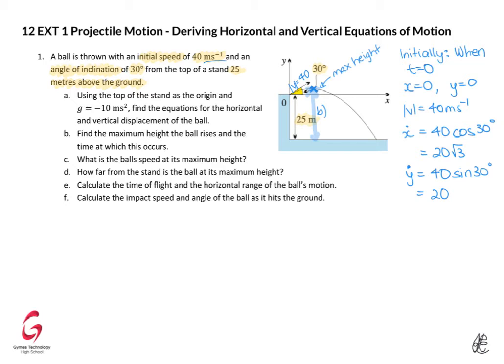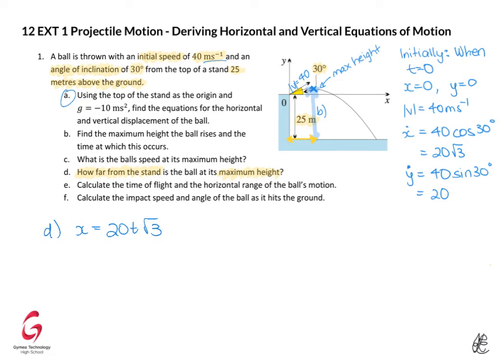Okay, so moving on to question D now. It's now asking us to find how far from the stand the ball is at its maximum height. So now it is asking us to find this horizontal distance from the base of where the stand is to where that maximum height was achieved. So that means we are now being asked to consider only the horizontal displacement of the ball, which we obtained the equation for when we were working part A.